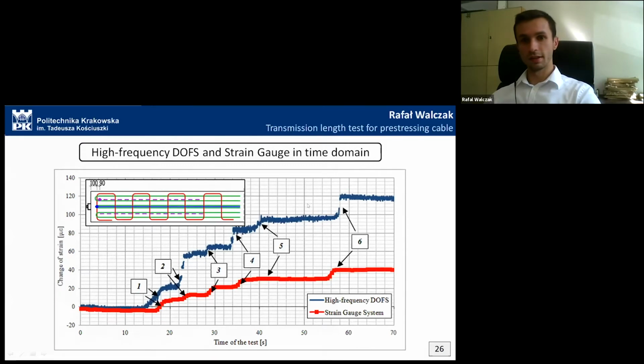Okay, here is a comparison of the strain gauge in one point, in one gauge, and the high-frequency DOFS in one point in time domain, because those measurements were continuous in time. And of course, as I said, the strain values from the gauges are lower because of the localization of the sensor, but they are consistent in time. The same gradual grades of strain are observed.